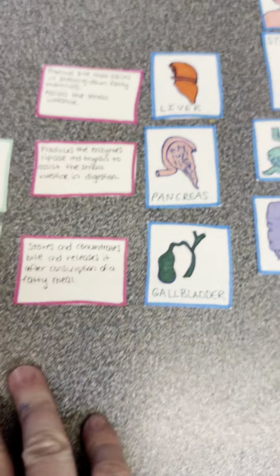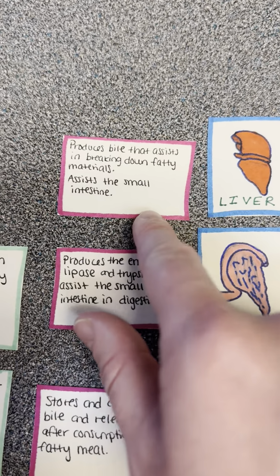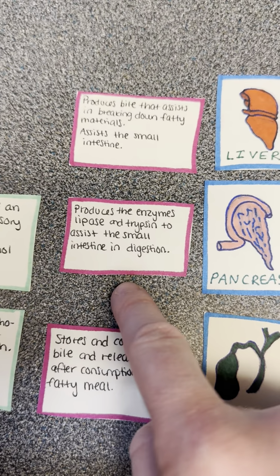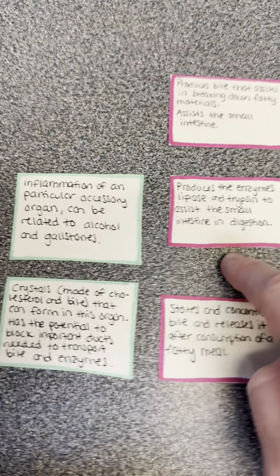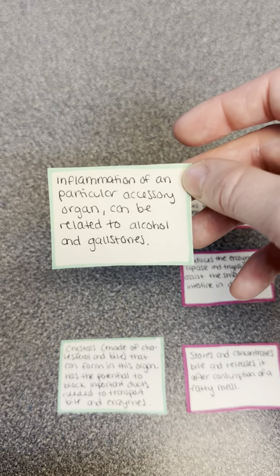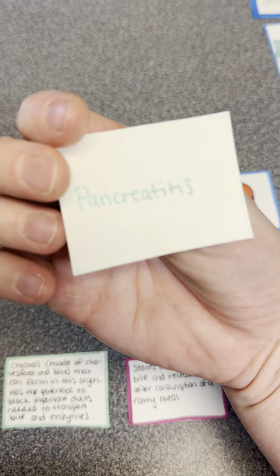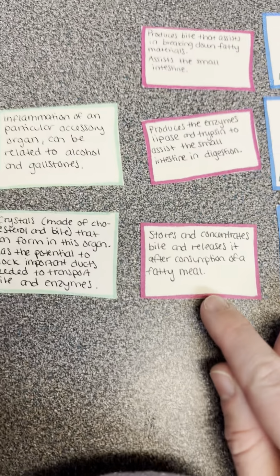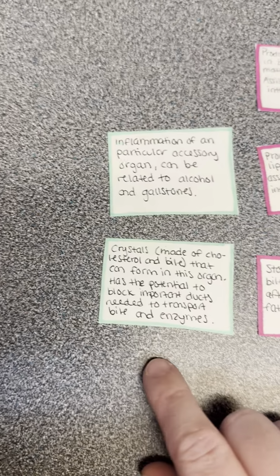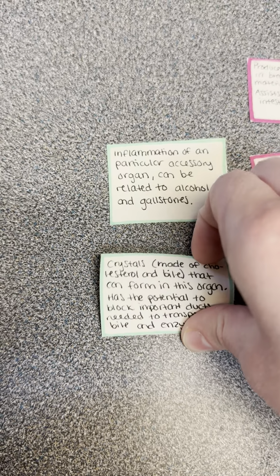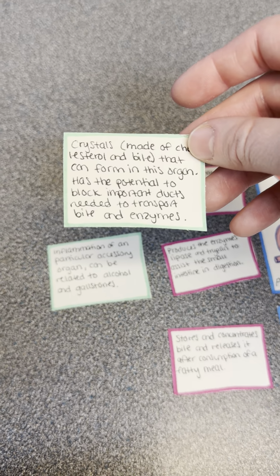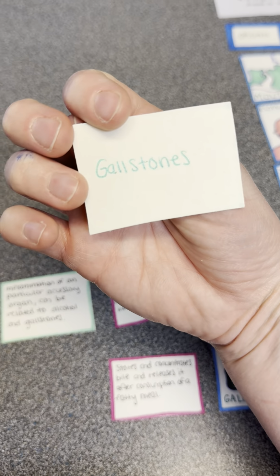And then we can move on to the accessory organs. We have the liver, produces bile that assists in breaking down fatty materials. The pancreas produces enzymes lipase and trypsin to assist the small intestine. And then inflammation of a particular accessory organ can be related to alcohol and gallstones, pancreatitis. And then stores and concentrates bile, that's the gallbladder. And then crystals that can form in this organ has the potential to block important ducts, and that is gallstones.